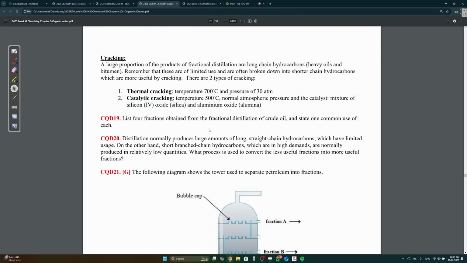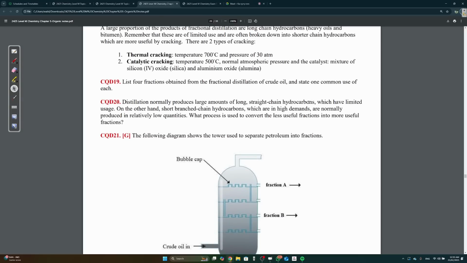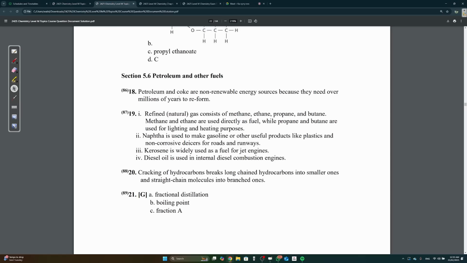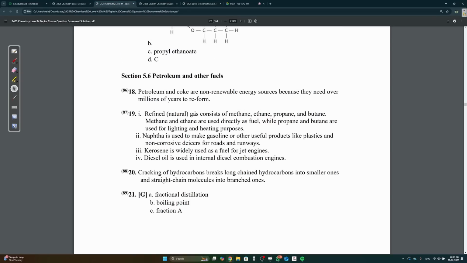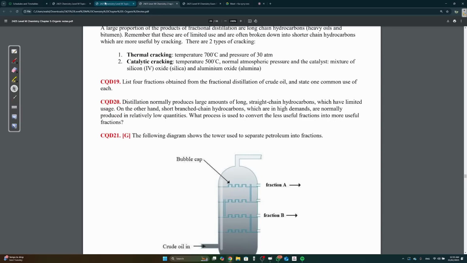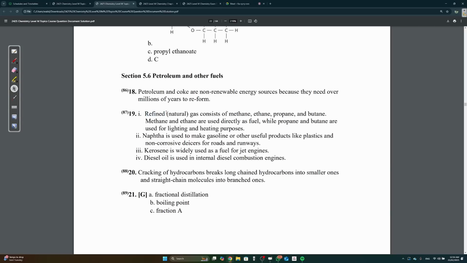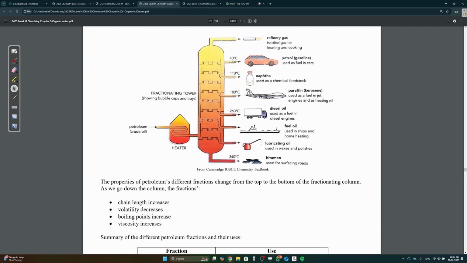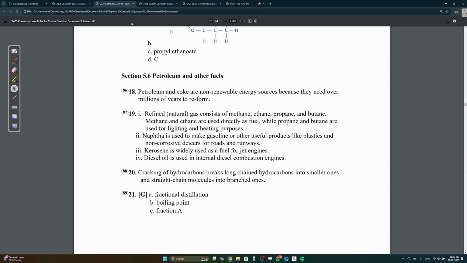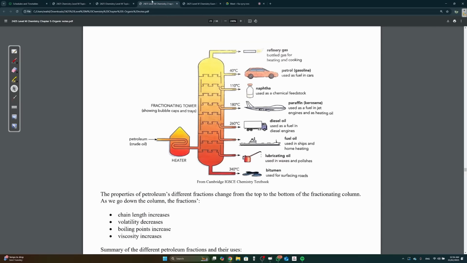Okay, list 4 fractions obtained from the fractional distillation of crude oil and state 1 common use of each. Let's open it. From crude oil, what do we get? We get refined natural gas: methane, ethane, propane, and butane. For here they give us the four: natural gas, naphtha, kerosene, and diesel oil. Any one of these is fine. So natural gas, what's it used for? Heating and cooking.